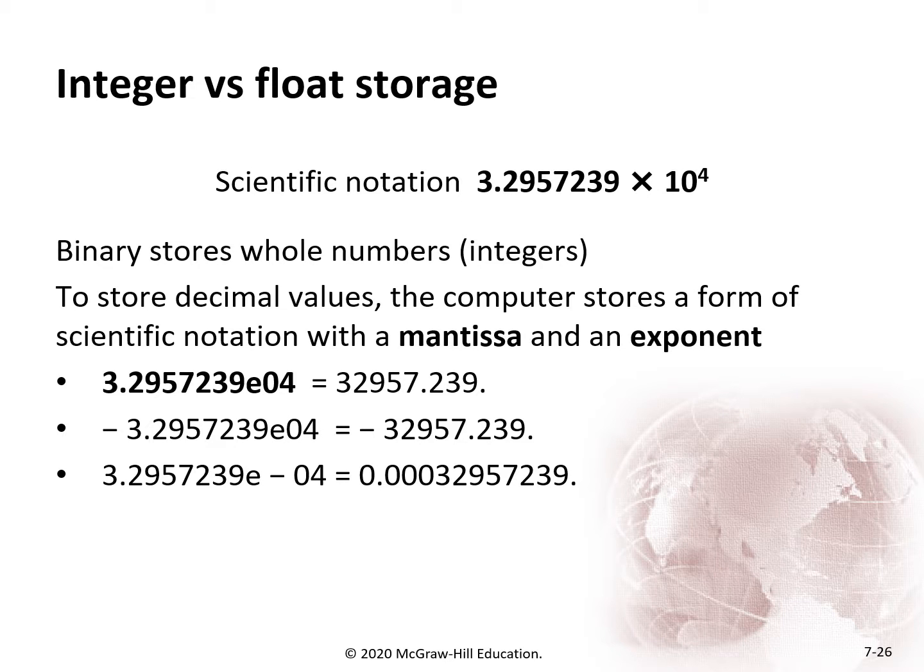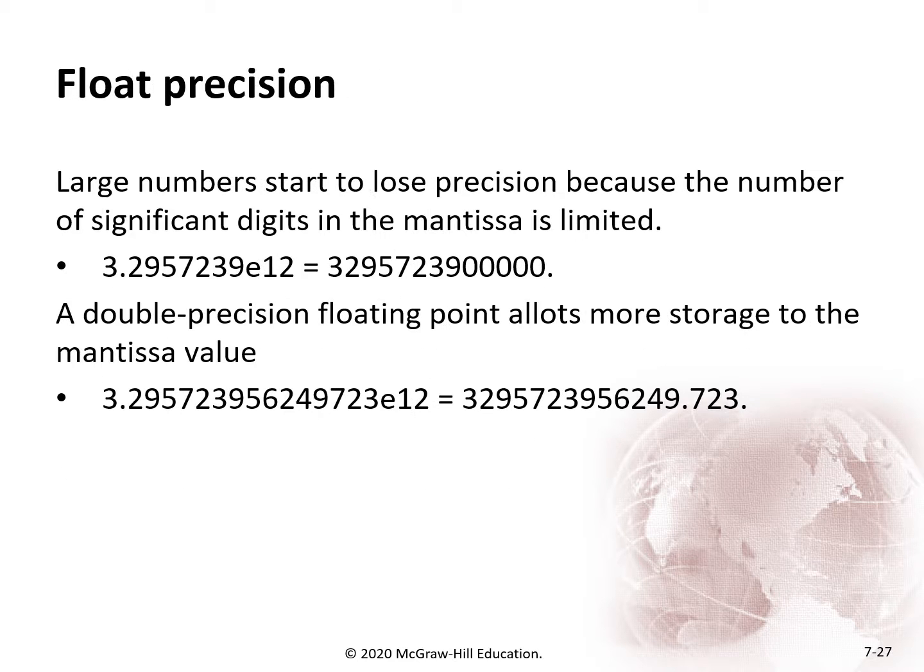Integer versus float. If you want whole numbers, you use integers. If you want decimals, you use float. As far as the precision in float, if you use a double precision, basically what you get is a mantissa that's twice as long because floating point operates off of a scientific notation format. And so if you need more significant figures, you use the double precision.